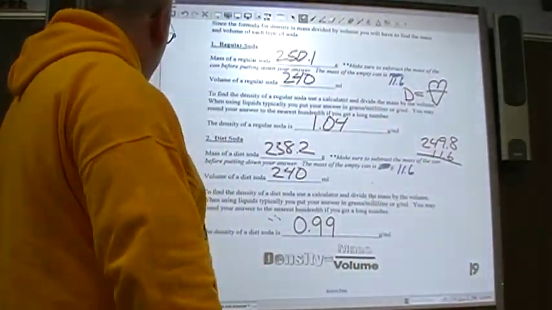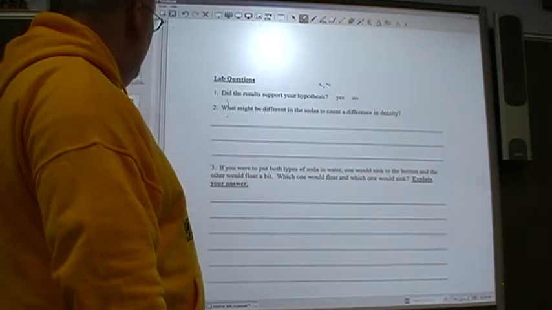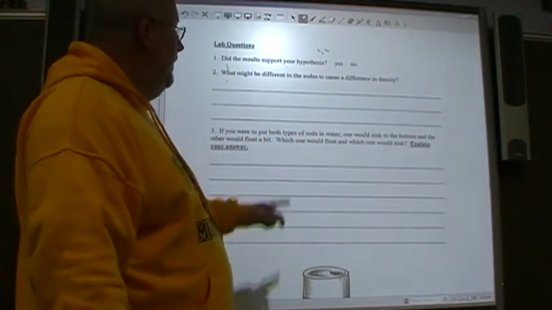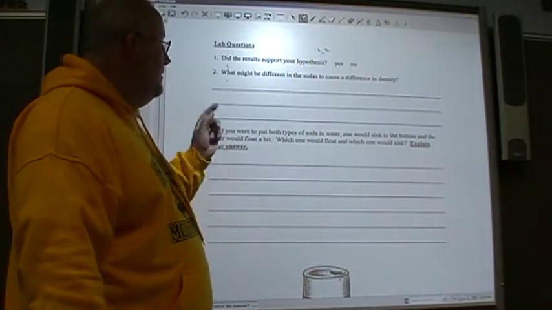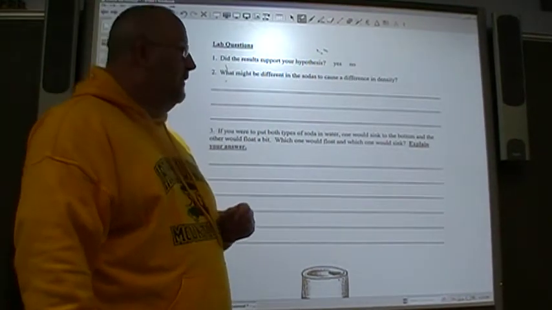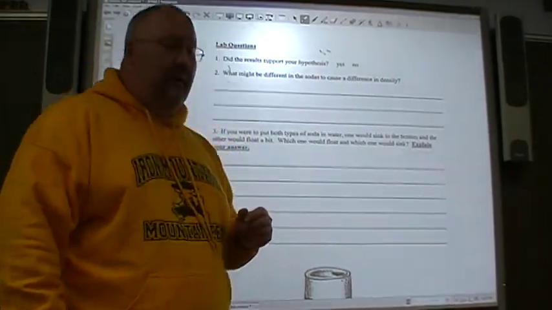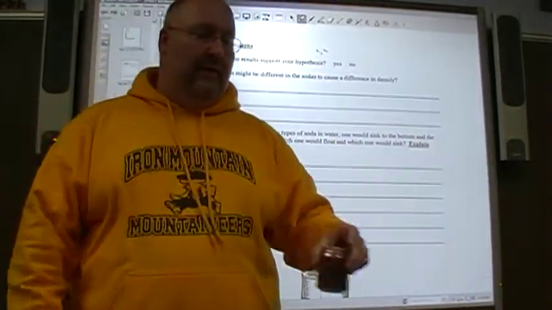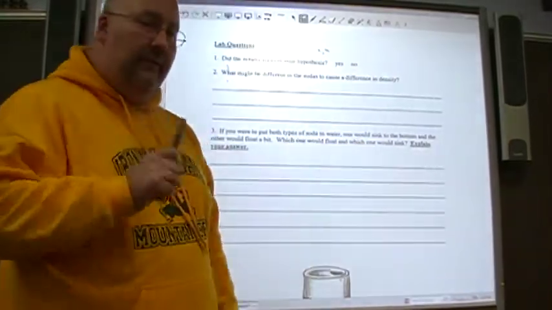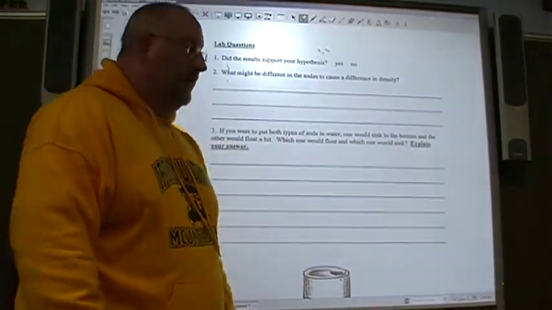Next thing you have to do is on the page following, you have to answer whether your hypothesis was correct or not. And then 2 says what might be different in the sodas to cause the difference in the density. So what's in the regular soda that is not in the diet soda? Remember to write that in complete sentences, please, even though it's science class.